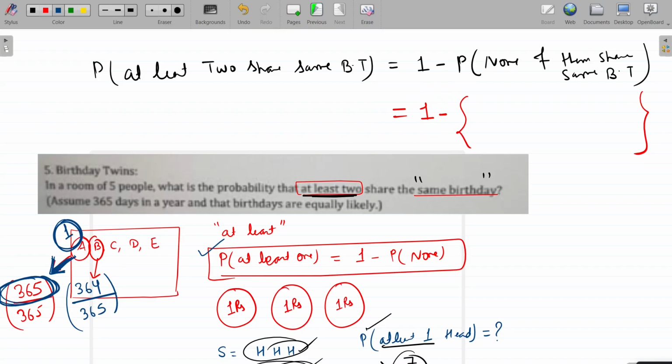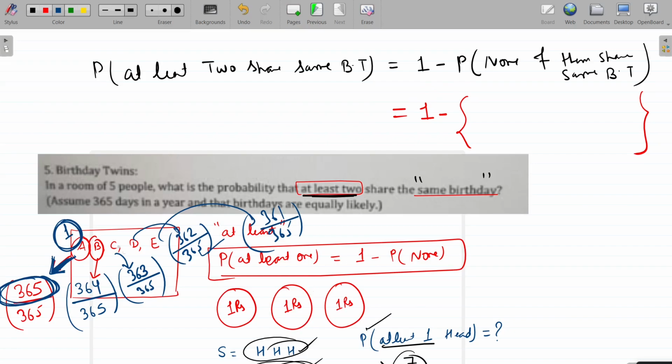Now, for C, again one day will be reduced. For C, it should be 363 upon 365. If all have to be born on different days, C will have only 363 options. For D, it should be 362 days as options. For E, it should have 361 upon 365. Are you getting this or not?